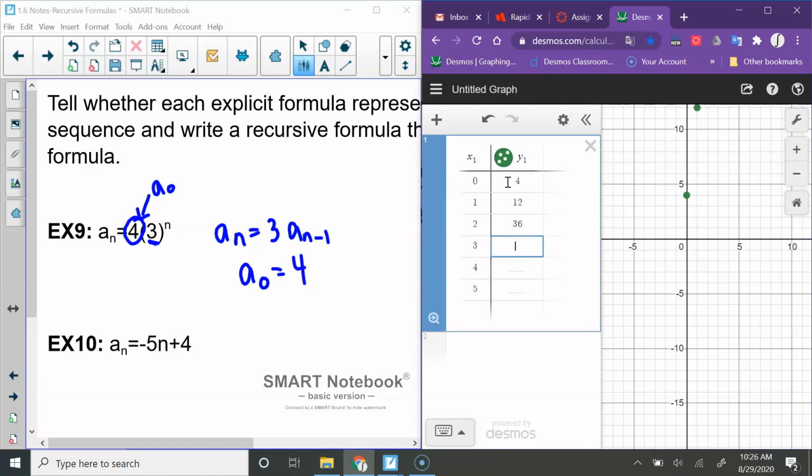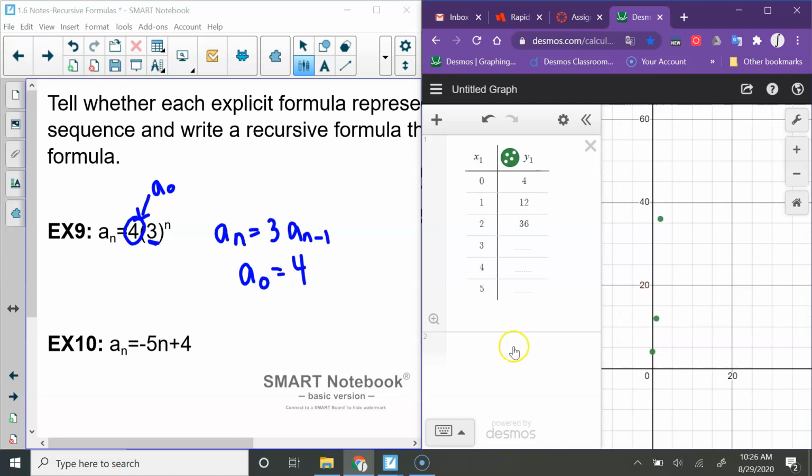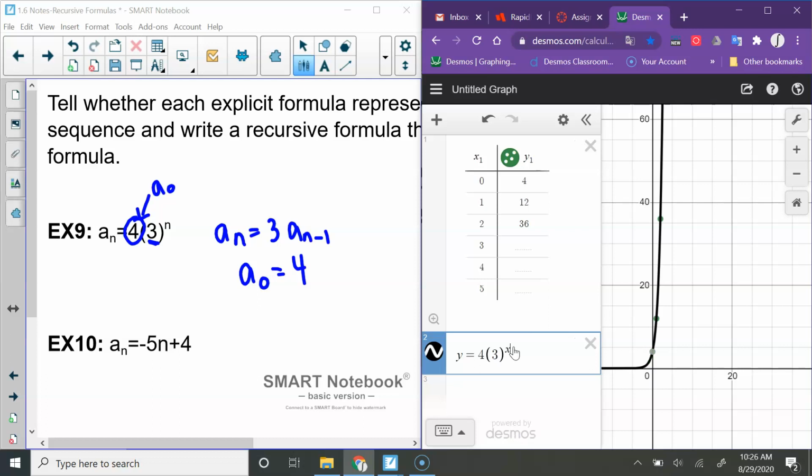And then, that's probably good enough. We'll look at these here. So we've got these numbers. If we go down here and type in our formula, we're going to use x's and y's. Y equals 4 times 3 to the x power. Notice that that explicit formula goes right through all of our points right there. So we can feel confident that we did this correctly. So this would be our recursive formula for this geometric sequence.